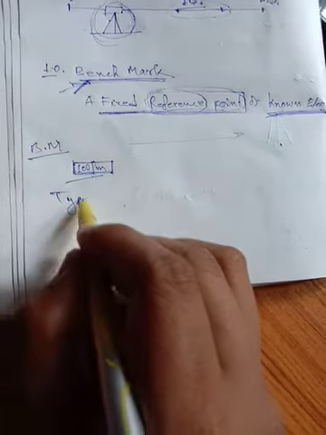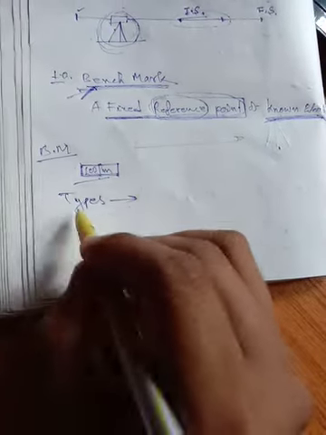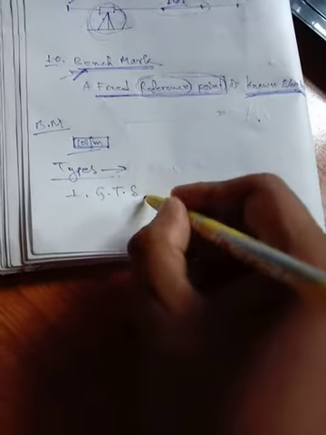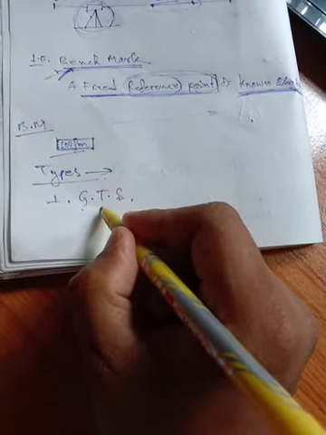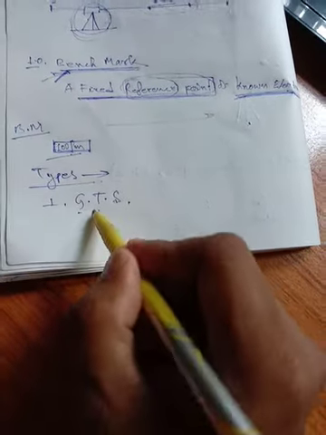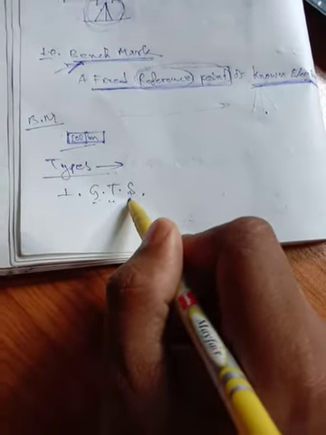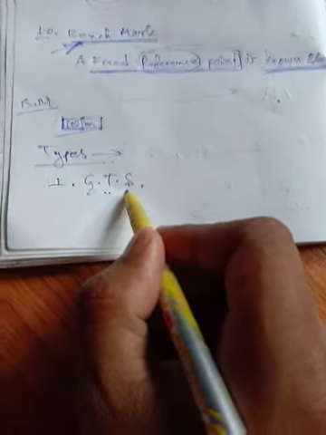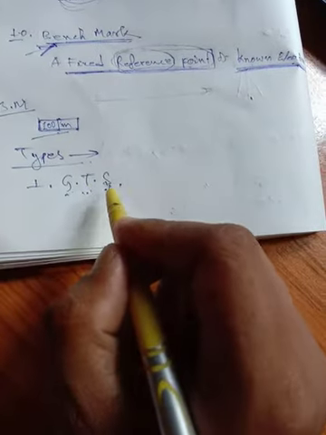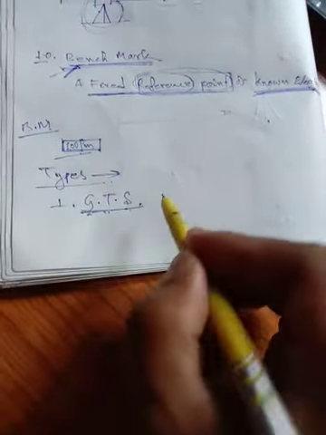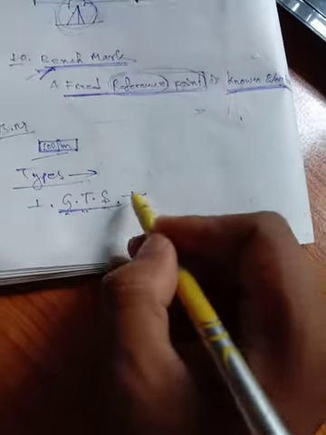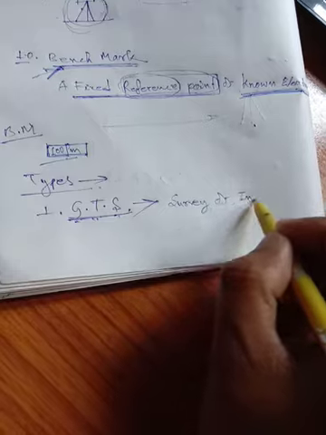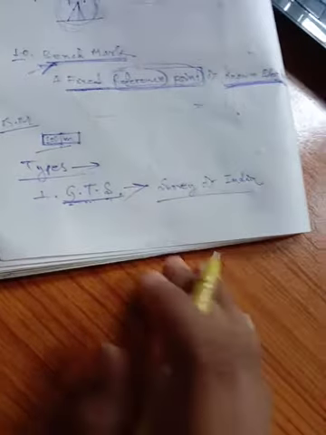Next, there are mainly four types of benchmark. Number one is GTS, full form Great Trigonometrical Survey Station. It is fixed or given by the Survey of India, the top authority for surveying works.